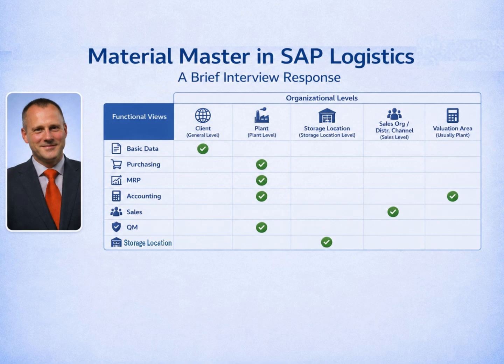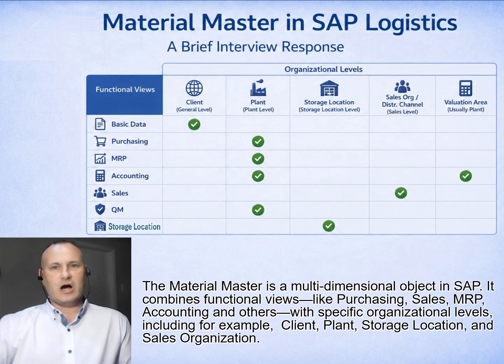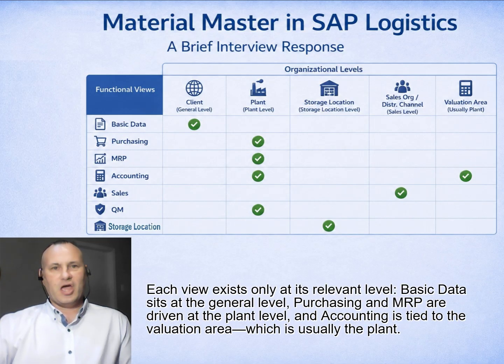The material master is a multi-dimensional object in SAP. It combines functional views like purchasing, sales, MRP, accounting, and others with specific organizational levels, including, for example, client, plant, storage location, and sales organization. Each view exists only at its relevant level.